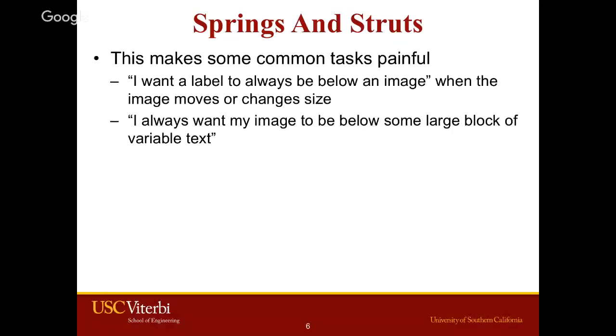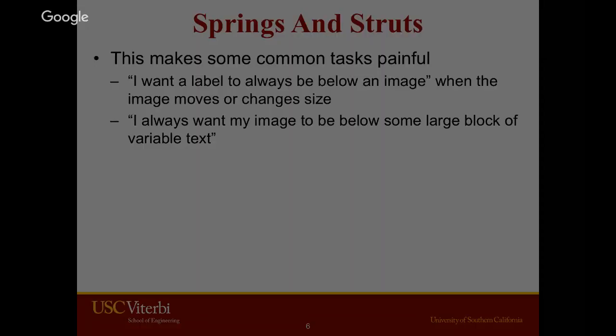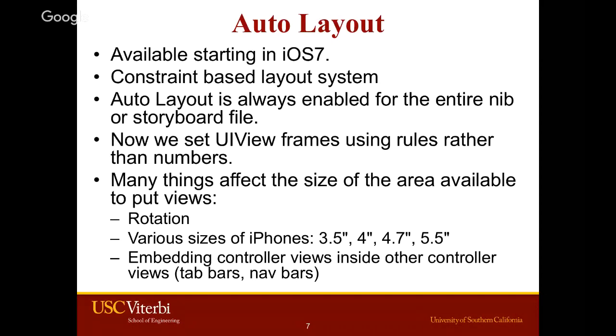So common tasks in springs and struts are painful. If you want a label to always be below an image, you can't do that. You can only say that the label would always be fixed to the bottom of the parent view. It's always a relationship between the parent and its child. So auto layout came along in iOS 7, which is probably ancient for you guys. And it's a system where you define how views should be laid out. It's the preferred approach by Apple.